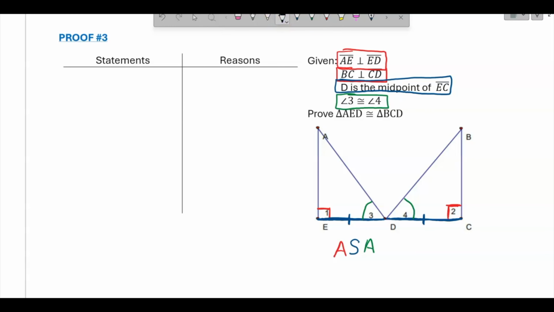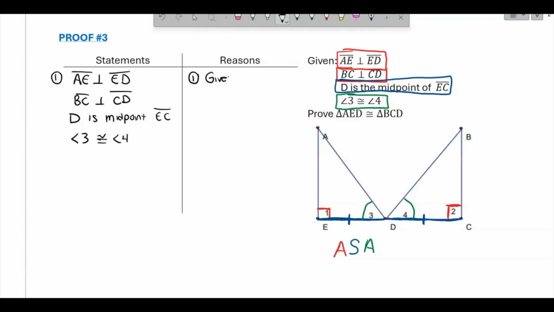So let's go ahead and fill out those given statements first. This will take me a moment. I'm going to do it in real time. So if you already wrote these down, you can fast forward through the few moments that I'm writing this. There's a lot of givens for this one. So this will take me just a moment to write. And finally, angle 3 congruent to angle 4. All right, lots of givens there. Lots and lots of givens.